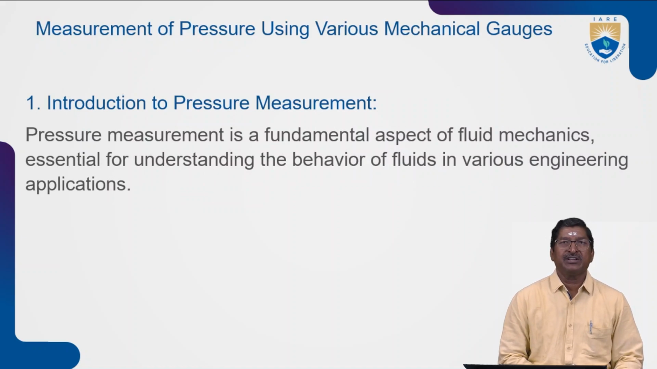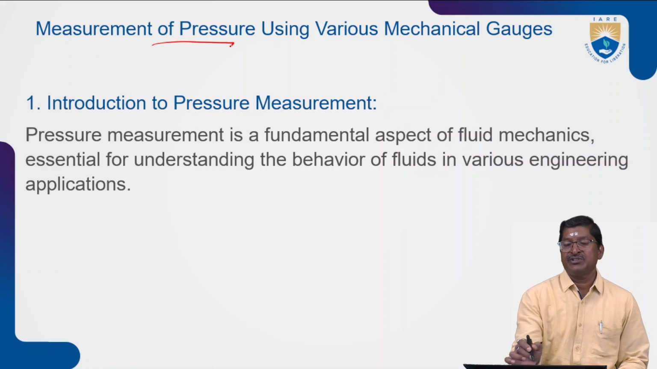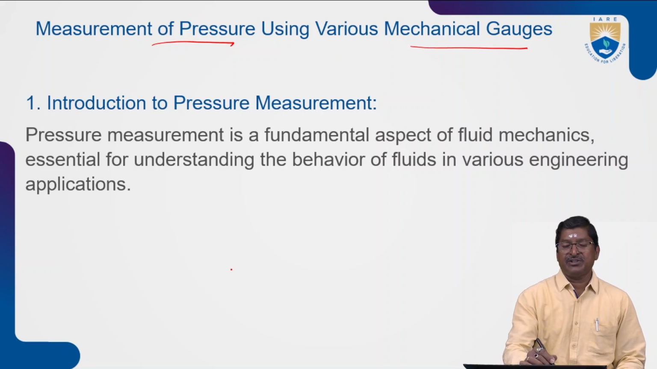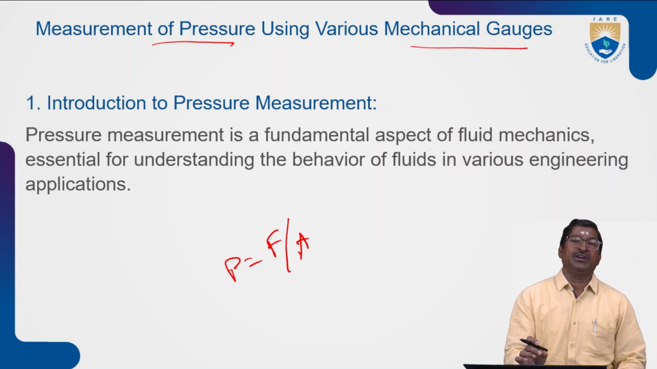Today's topic is measurement of pressure. How is the pressure measured using the mechanical gauges? What is the meaning of pressure? Pressure is nothing but force by area. The amount of force divided by the unit area is called pressure. So we have to measure the pressure of the fluid, which is inside a pipe or at any point in the fluid. That is called pressure.